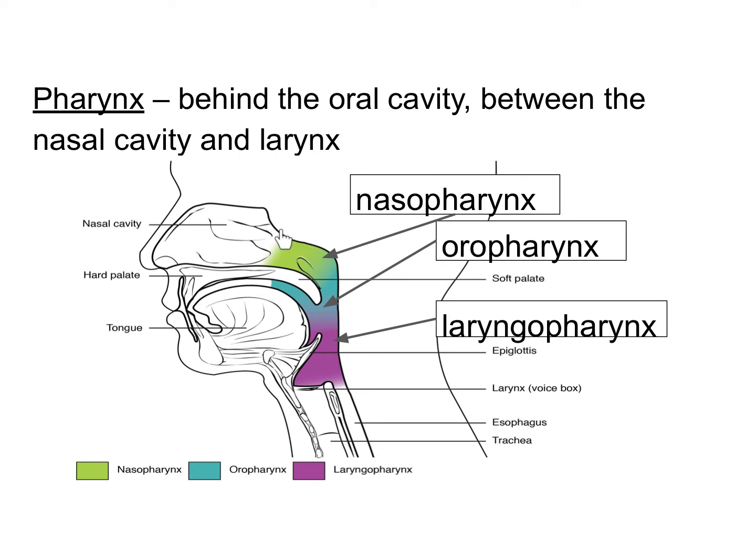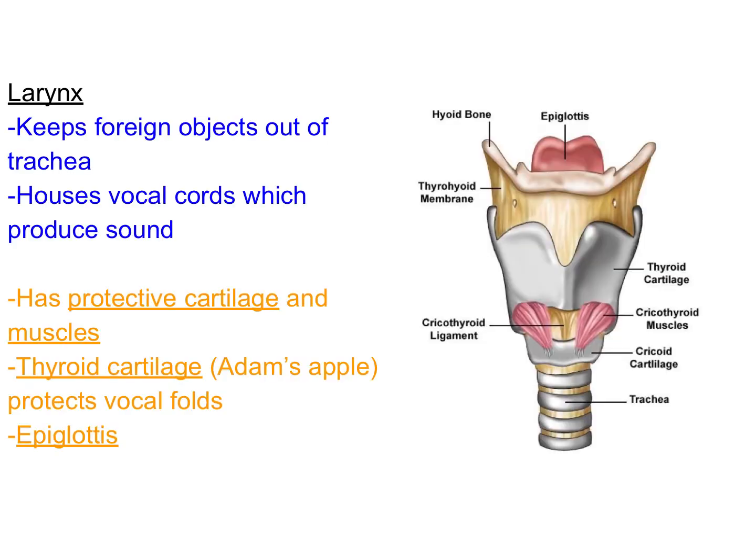So we've got our nasopharynx, which is the section that connects right to your nasal cavity, the oropharynx, which is the part that connects to your mouth, and then the laryngopharynx, which is the part that connects down here to your larynx and to your esophagus. So this is how you're able to breathe through your mouth, and also if you laugh while you're drinking some water, how that water can shoot out of your nose.